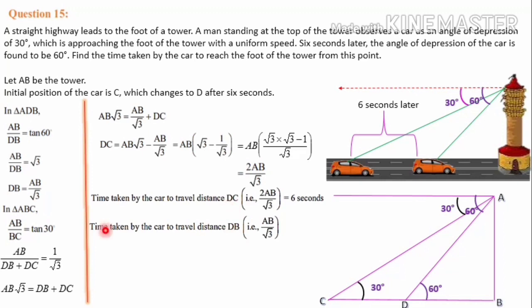So the time taken to cover the distance DB, which is half of this distance, will also be half of this time. This distance 2AB by root 3 took 6 seconds. Half of the distance is AB by root 3, so it takes 6 by 2 seconds, that is 3 seconds. So the required answer is 3 seconds.